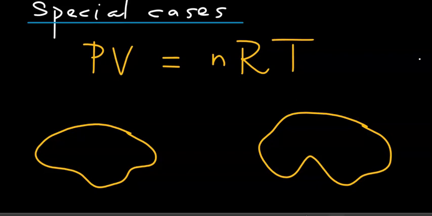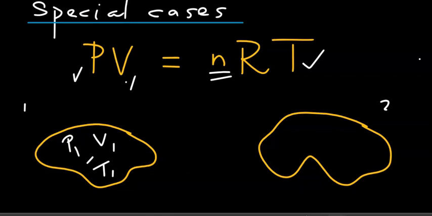The third special case is when we allow all pressure, volume, and temperature to change, but hold the number of moles constant. So in state 1, let's say the pressure of the gas sample is P1, the volume of the gas sample is V1, and the temperature of this gas sample is T1. And in state 2, we change the pressure to P2, say the volume changes to V2, and the temperature changes to T2.